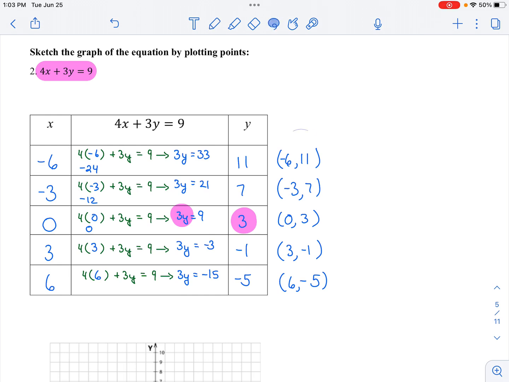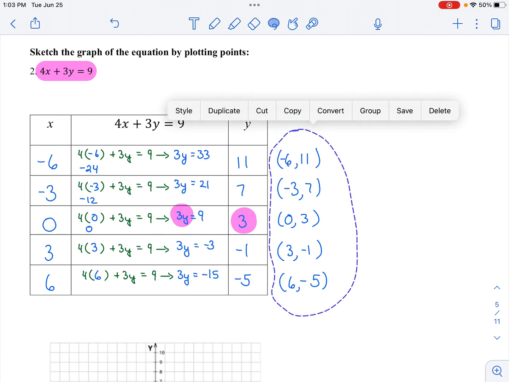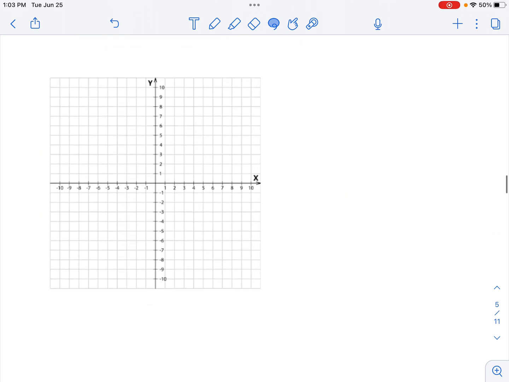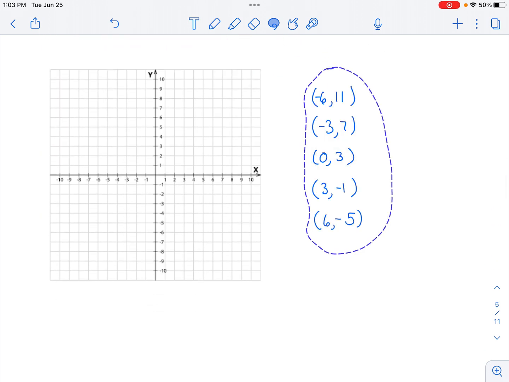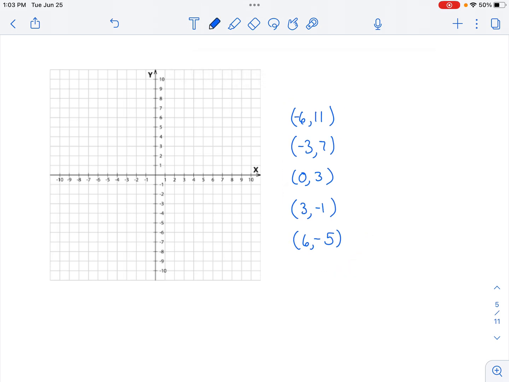Now that we have the 5 ordered pairs, I'm going to plot them on the Cartesian plane. So (-6, 11) is going to be all the way up here at the very top in quadrant 2. Then we have (-3, 7), (0, 3), which is the vertical intercept, and then (3, -1), and (6, -5).